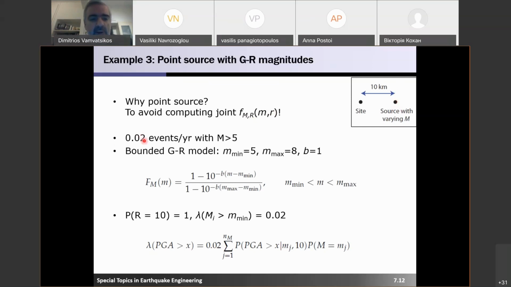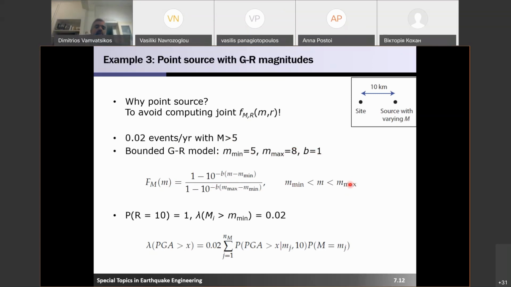And let's say here we have 0.002 events per year with a magnitude greater than 5. So we have a bounded Gutenberg-Richter relationship, and M minimum is 5. Again, that's an assumption, could be less. I have an M maximum of 8. And b, the slope of the Gutenberg-Richter law, is about 1. Again, I remind you, this is the CDF of the bounded GR relationship, and of course, your magnitude can range from the minimum to the maximum.